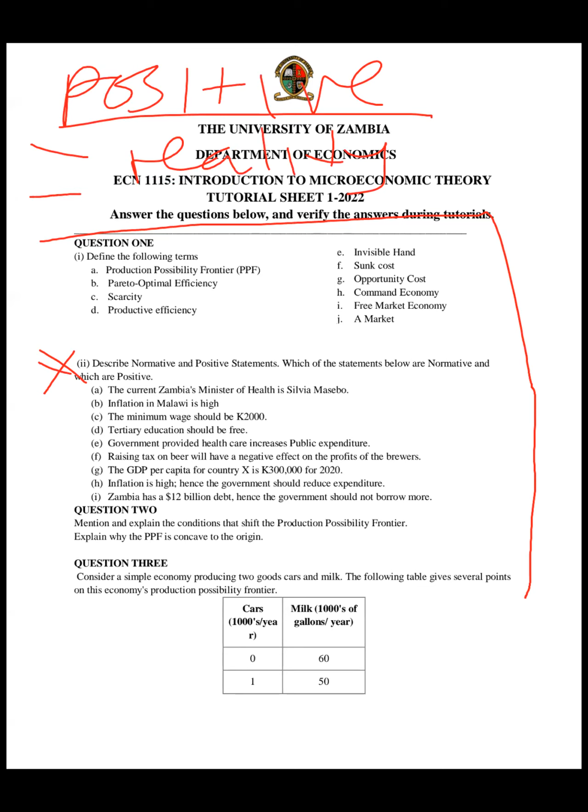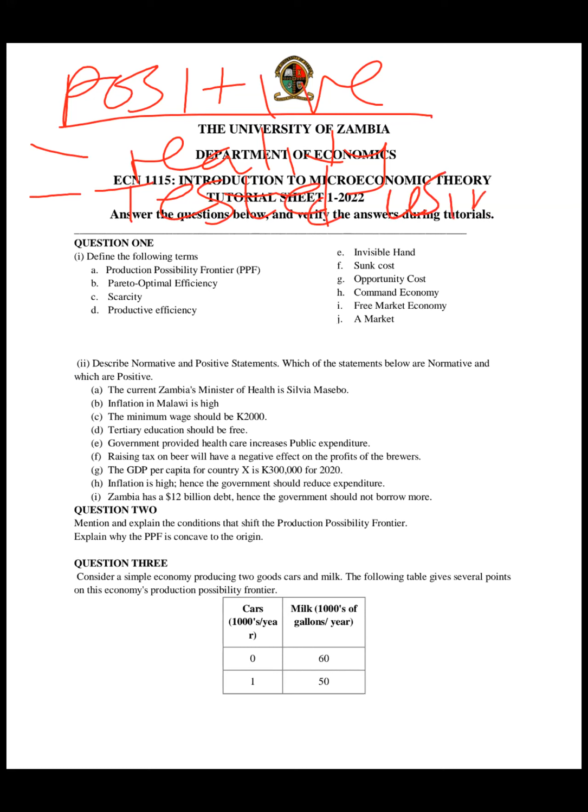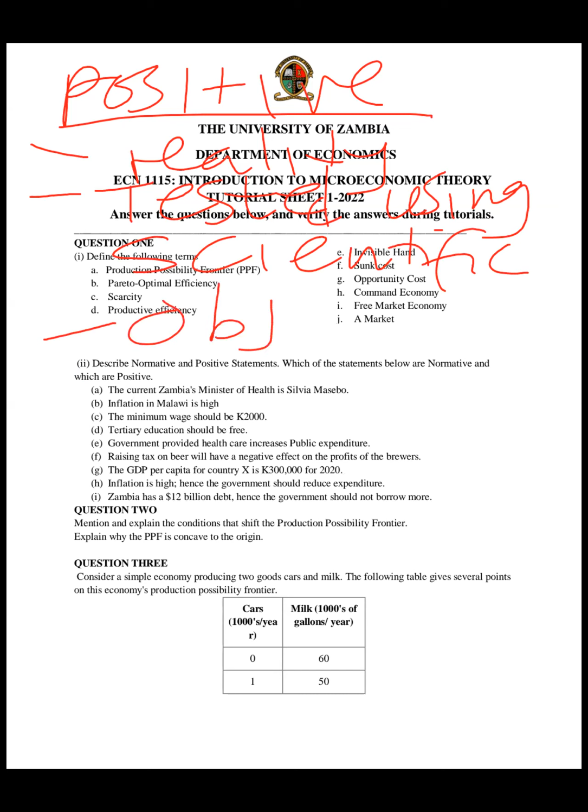And again, you find that these statements can be tested. They can be tested using what? You can use scientific methods. As long as you can test the validity of the statement using scientific methods, then that is called positive economics. So that's a positive statement. The statements are always objective, not subjective.